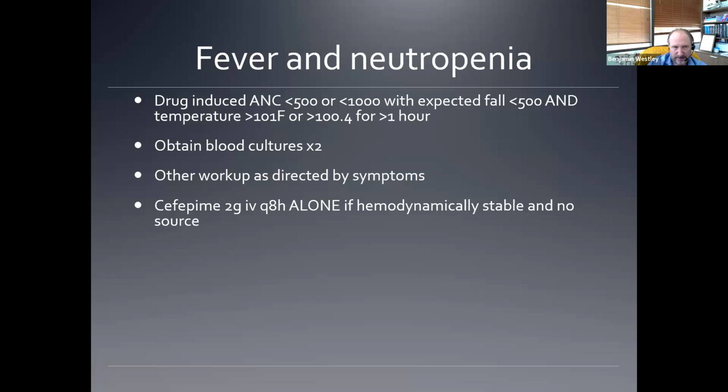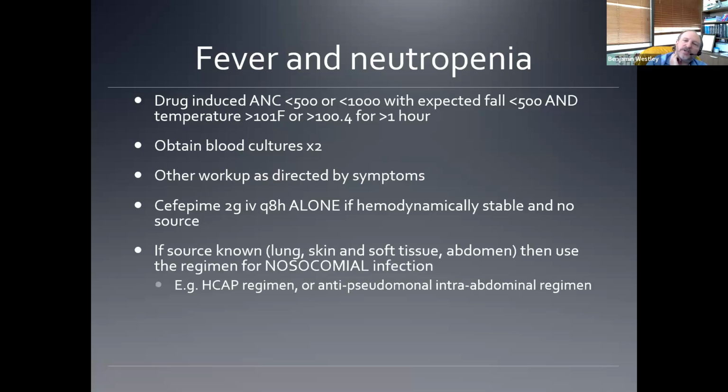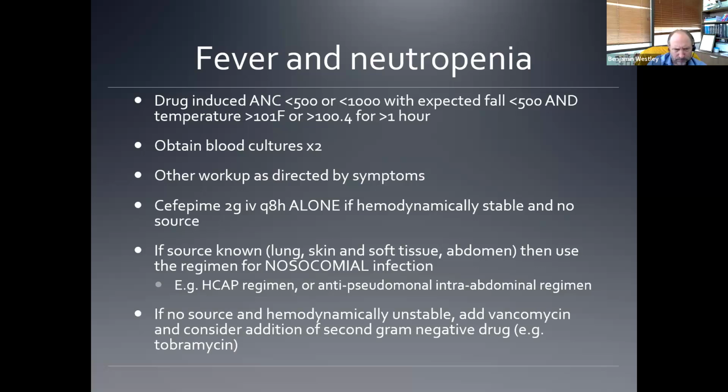If we know what's going on, like somebody's got pneumonia, skin and soft tissue, or abdomen, then we want to use a broad range regimen for that. So like for the abdomen, we would want to use piptazo, or if somebody has pneumonia, we would want to use a drug that covers Pseudomonas.